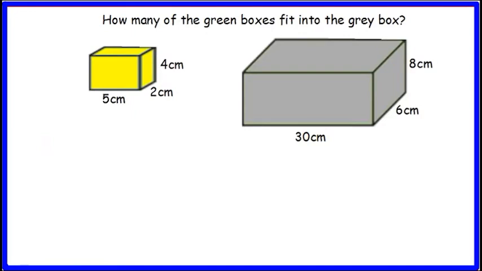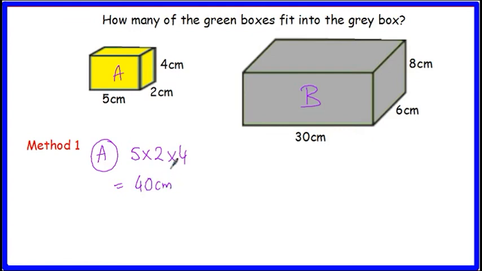Okay, so how many of the green boxes fit into the grey box? I'm going to get this green box, looks more like yellow, into the grey box. How many of them fit in? Now, there are 2 methods. The first method is the one that most people will do, and it's going to be break them up into A and B. Get the volume of A. So the volume of A is 5 times 2 times 4, which is 10 times 4, 40 centimeters cubed.